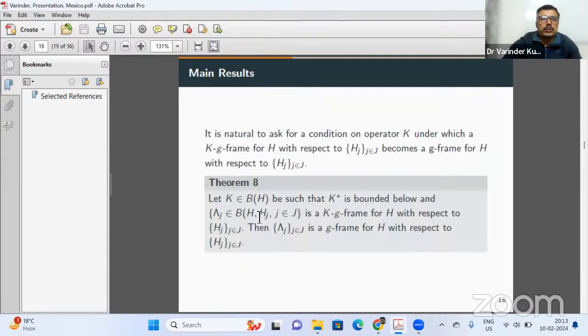So then it was natural to ask for conditions on the operator K under which a Kg frame will become a G frame in all these circumstances. What are the conditions on this operator K? If I take K to be a bounded operator on H such that K star is bounded below, and this sequence lambda j is a sequence of operators from H to Hj, and this is a Kg frame, then this will always turn out to be a G frame. We have tried some conditions on that also, but this condition was sufficient to prove that lambda j is always a G frame if lambda j is a Kg frame.